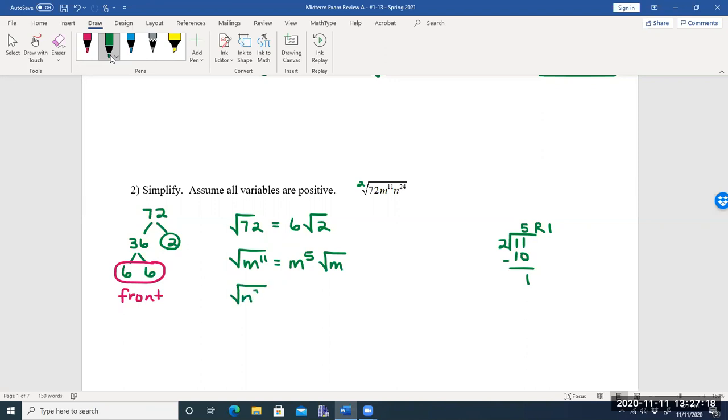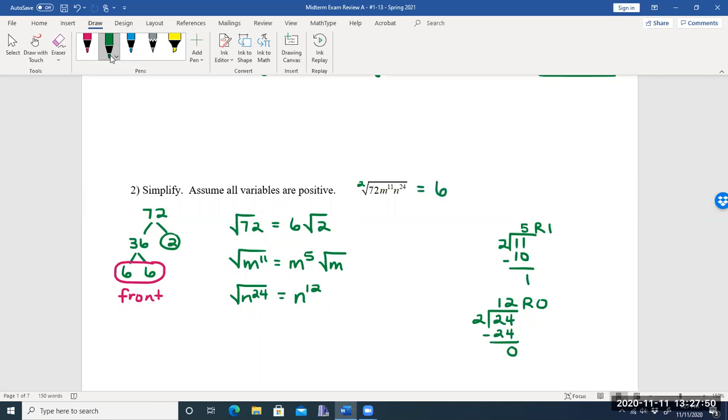And then finally, n to the 24th, square root of n to the 24th. If we take 24 and divide by 2, 2 goes in 12 times, which is 24, and there is no remainder. What that means is that you can bring 12 n's in front, and you will have no n's left underneath the square root.